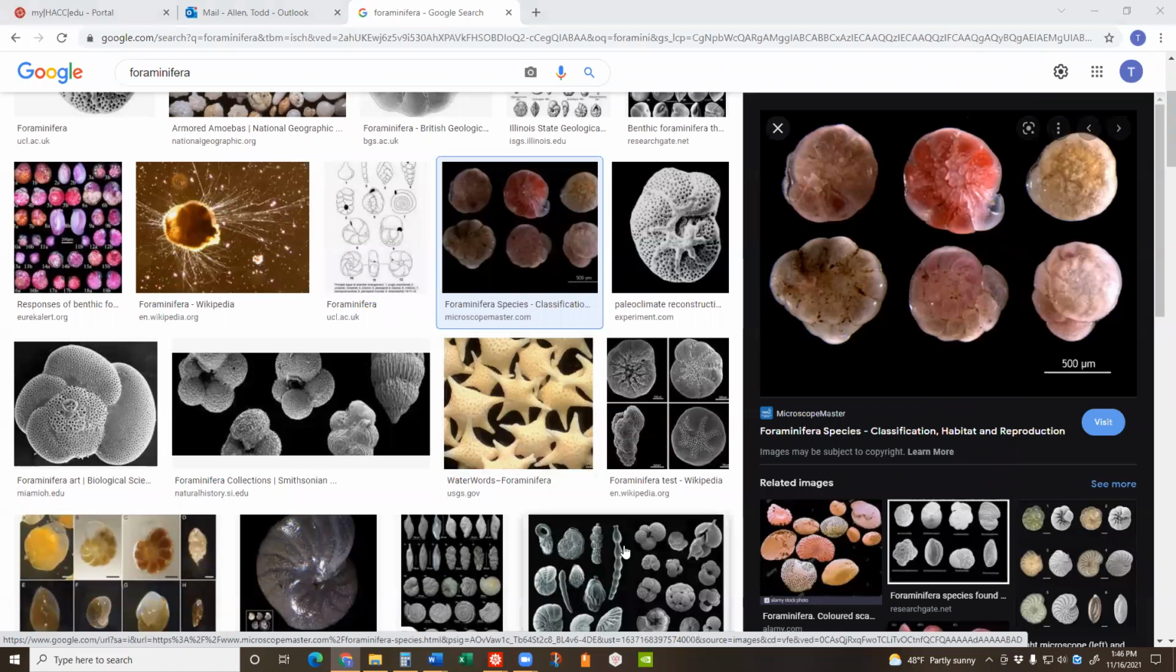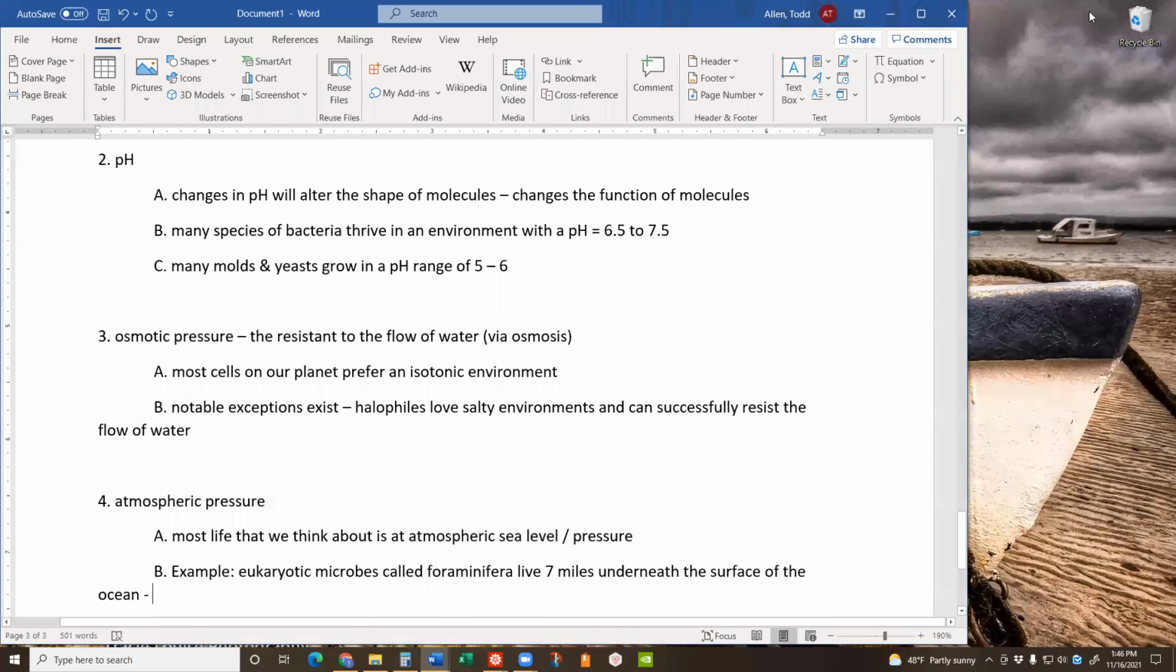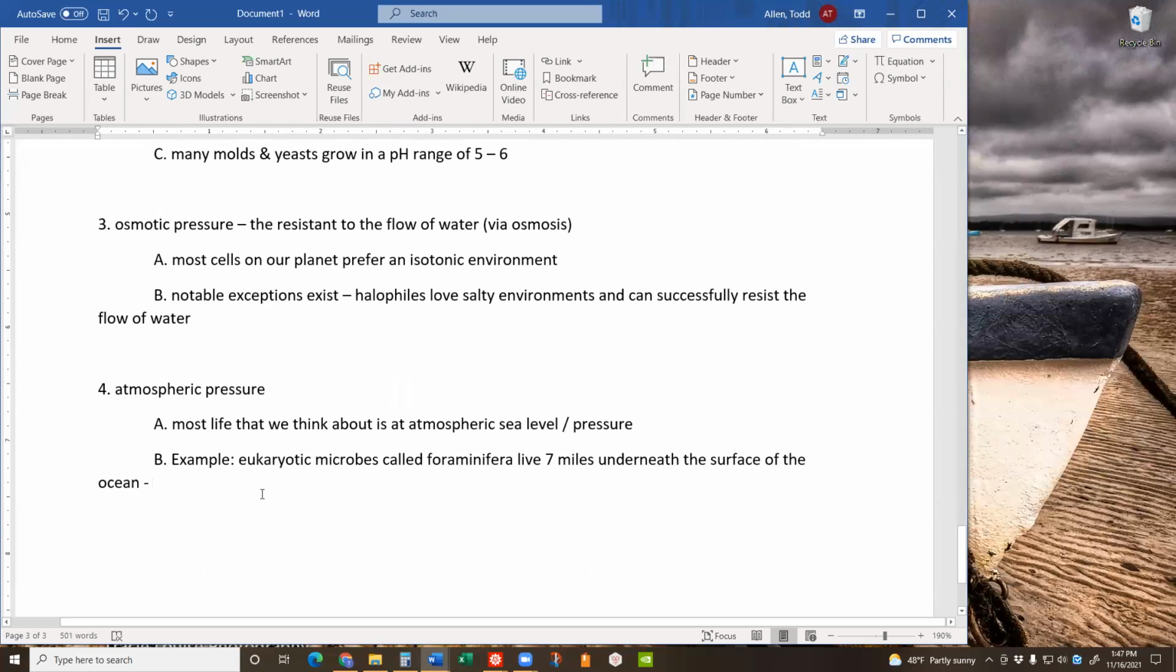These microorganisms are surviving in an environment which has 1,100 times the amount of atmospheric pressure on the surface of our bodies, living at the surface of the ocean. They thrive at 1,100 times normal atmospheric sea level pressure.